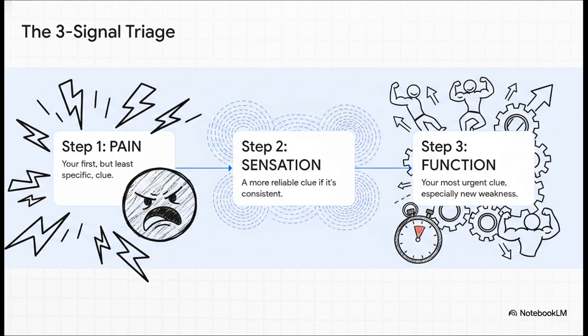Think of it like a pyramid. At the bottom, you have pain. It's the loudest signal, right? It's what gets your attention. It's your first clue. A step above that, you have sensation. Things like numbness or tingling. These are often a bit more reliable, a bit more consistent than pain. But at the very top, the most important signal of all is function. What can your muscles actually do, or what can't they do? That tells you about urgency.